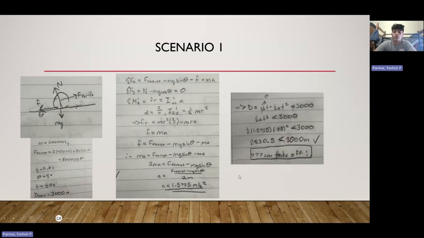Now we can use the kinematic equation d equals v naught t plus 1/2 at squared. In this case, we want the value to be less than 3,000 meters. So the plane starts at rest. There's no initial velocity. Plugging in the values we were given, we can deduce that d, the amount of runway required for this plane to take off, is 2830.5 meters, which is less than 3,000 meters, meaning the 777 has enough runway to take off.